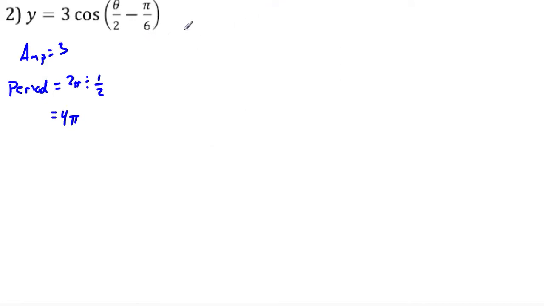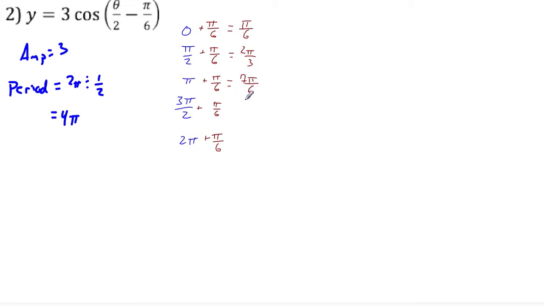And so, again, I start with my beautiful values of 0, pi over 2, pi, 3 pi over 2, and 2 pi. And I undo everything that was done. So the first thing is I add pi over 6 to all of these values. 0 plus pi over 6 is pi over 6. 3 pi over 6 plus pi over 6 is 4 pi over 6, which is 2 pi over 3. 6 pi over 6 plus pi over 6 is 7 pi over 6. 9 pi over 6 plus pi over 6 is 10 pi over 6, which reduces to 5 pi over 3. And then 12 pi over 6 plus pi over 6 is 13 pi over 6.